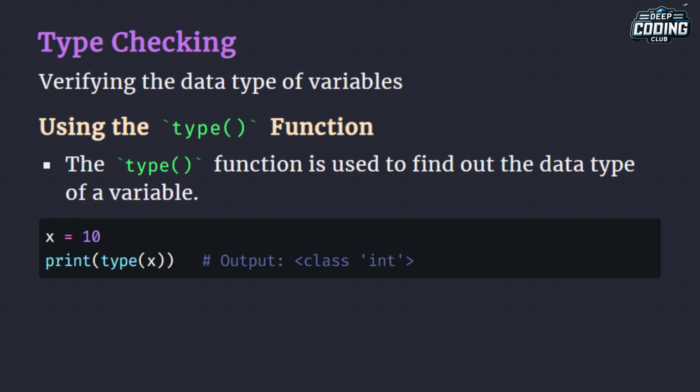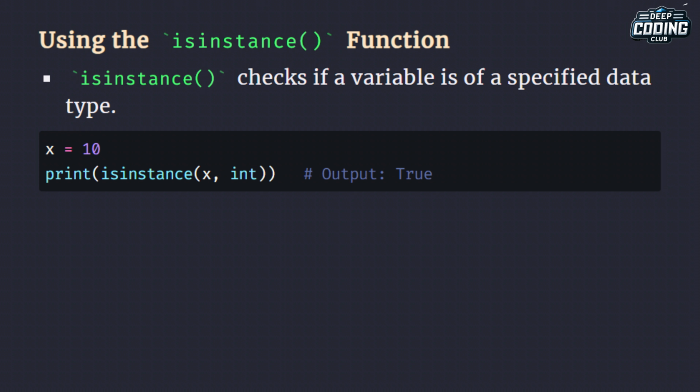The type function helps you identify the data type of a variable. For example, if I want to check the data type of my variable x, then you can call type on x and it will return class int, which means it is an integer. Another way is the isinstance function.